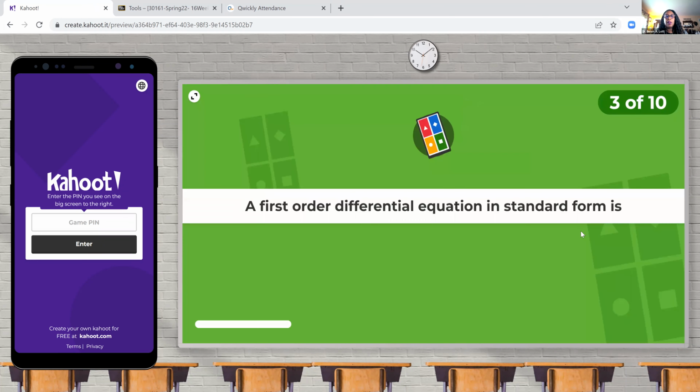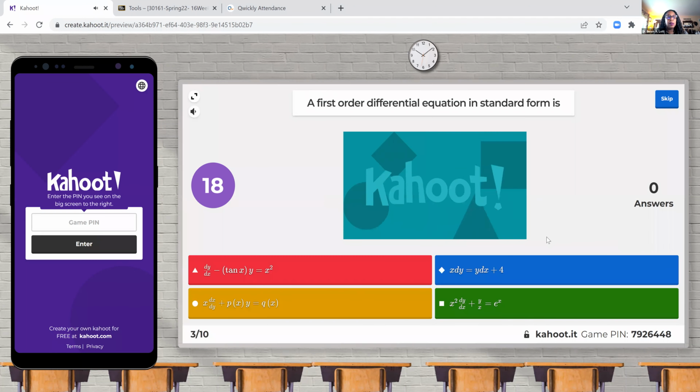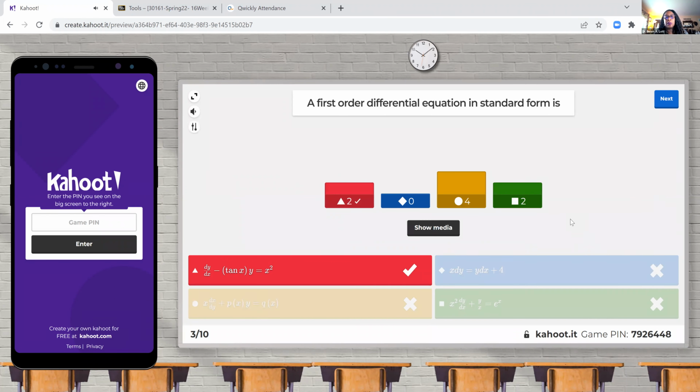A first order differential equation in standard form is, okay, so please look at A, B, C, and D, or red, blue, yellow, and green, and make your selection. Wow, okay. We need to work on that a little bit.